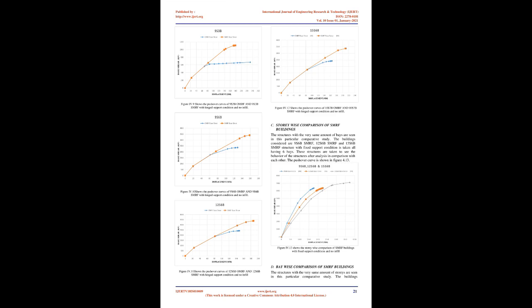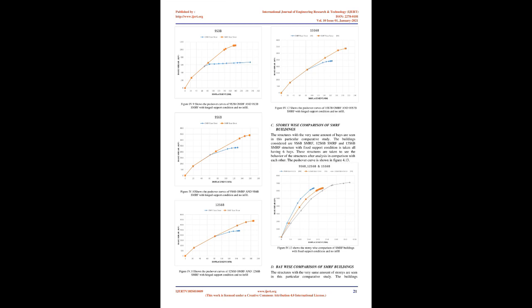The pushover curve is shown in figure 4.13. Bay-wise comparison of SMRF buildings. The structures with the very same number of stories are seen in this particular comparative study. The buildings considered are 9S3B SMRF and 9S6B SMRF, having 9 stories with fixed support condition, to make a comparative study by performing the pushover analysis to find the behavior pattern of these structures in comparison with each other. Figure 4.14 shows the result of the structures.